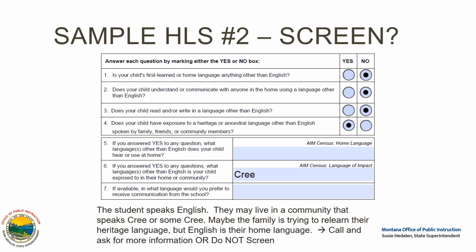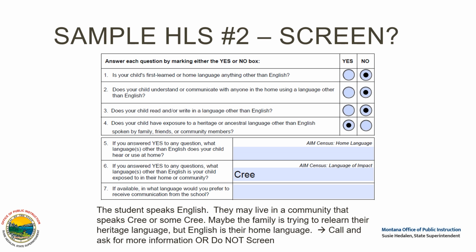They may live in a community that speaks Cree or some Cree, or maybe the family is trying to relearn their heritage language, but English is their home language. Maybe they have a couple words, maybe they call grandma or auntie a different name in their heritage language. This is where you would do one of 2 things.